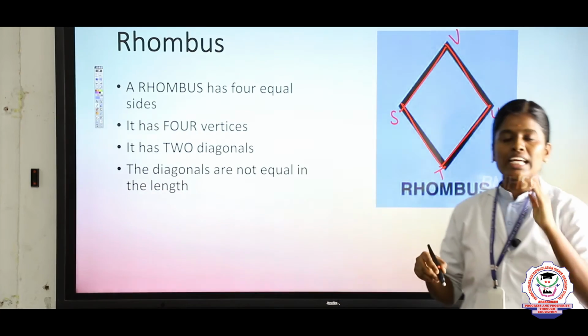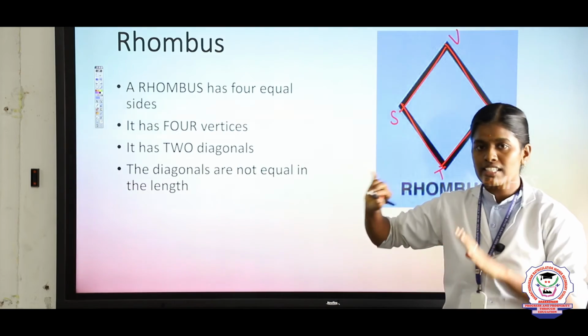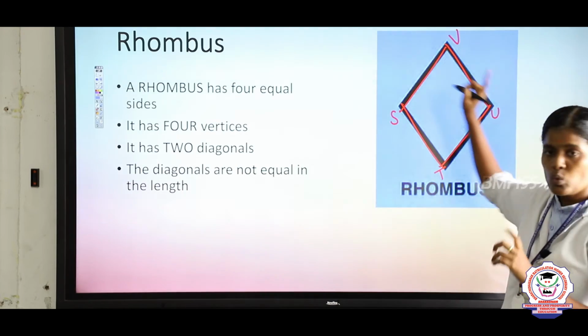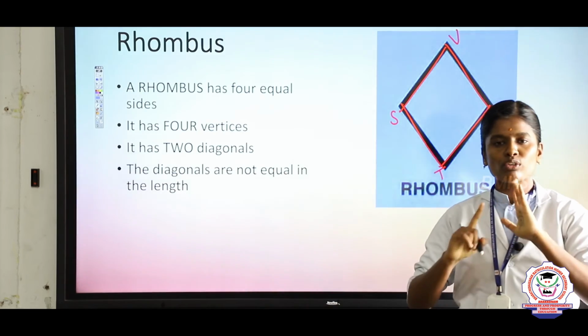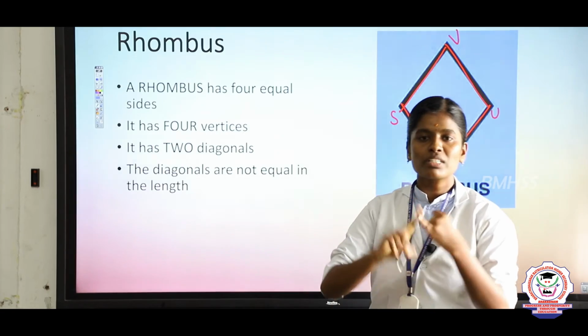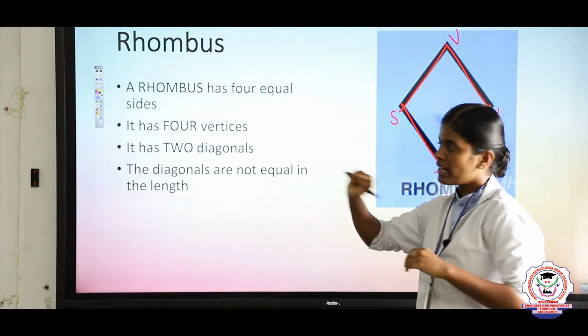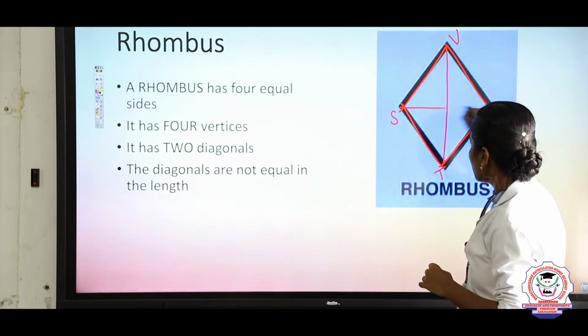The next one is it has four vertices. Totally how many vertices? Four vertices, that is S, T, U, V. The next one is it has two diagonals. So already you know what diagonals are. Diagonals means a straight line joining the opposite corners. So it has two diagonals.